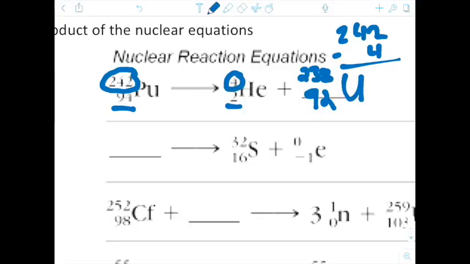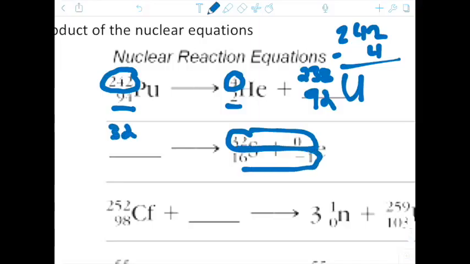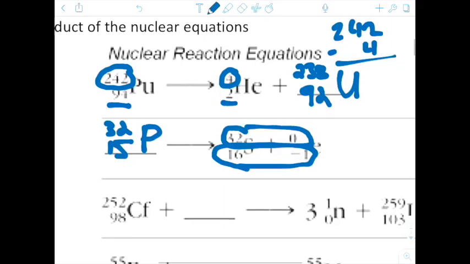Going backwards on the next one, we have 32 on top on this side, and so we need 32 over here. Now we have 16 and minus 1, which is a total of 15. So we need 15 over here. And the element that has 15 protons would be phosphorus.